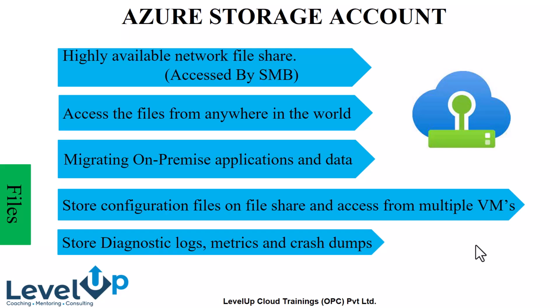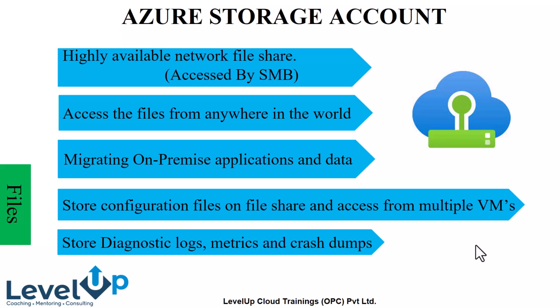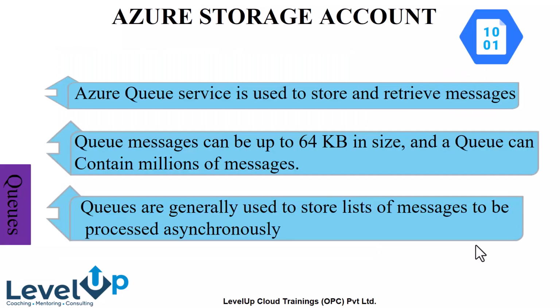So we have a total of four types of services under a storage account. The first one is called blobs. The second one is called files. The third one is called queue storage. Now what is queue storage? The Azure queue service is used to store and retrieve messages in a queue. Queue messages can be up to 64 KB in size, and a queue can contain millions of messages. Queues are generally used to store lists of messages to be processed asynchronously.